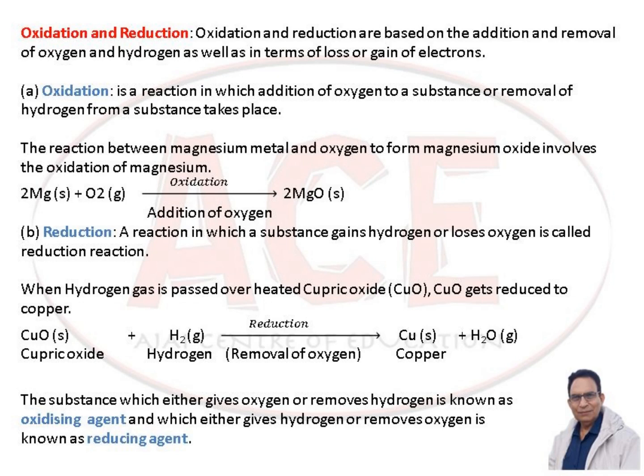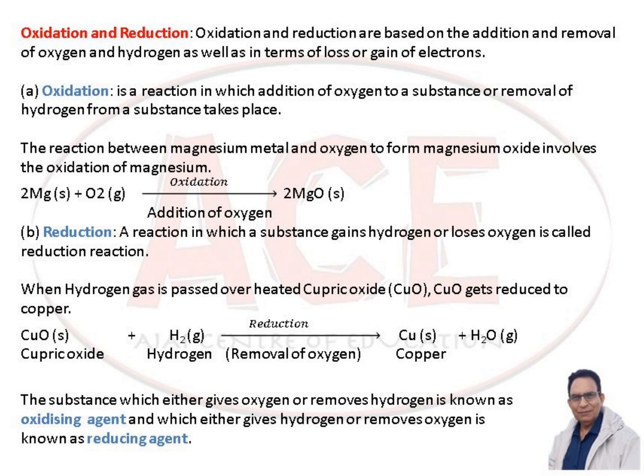Oxidation and reduction. Oxidation and reduction are based on the addition and removal of oxygen and hydrogen, as well as in terms of loss or gain of electrons. Oxidation is a reaction in which addition of oxygen to a substance or removal of hydrogen from a substance takes place. The reaction between magnesium metal and oxygen to form magnesium oxide involves the oxidation of magnesium.